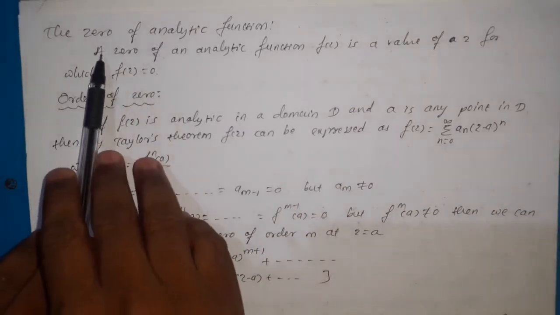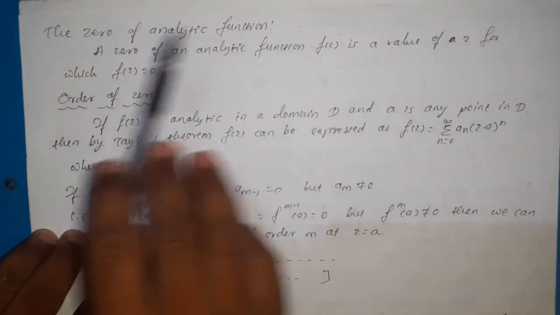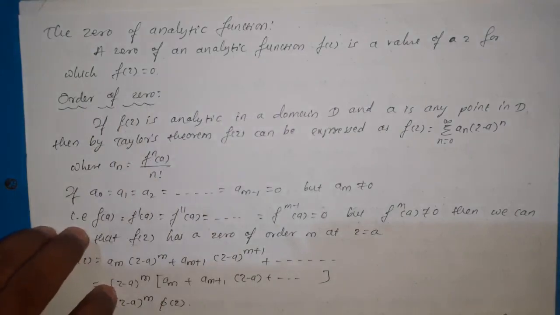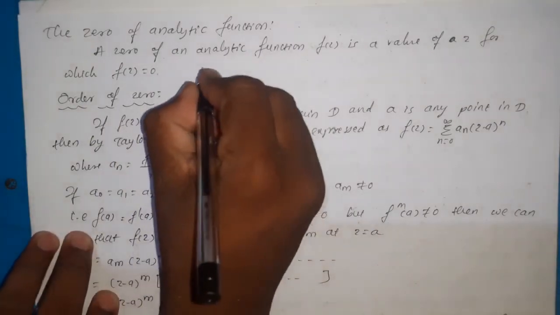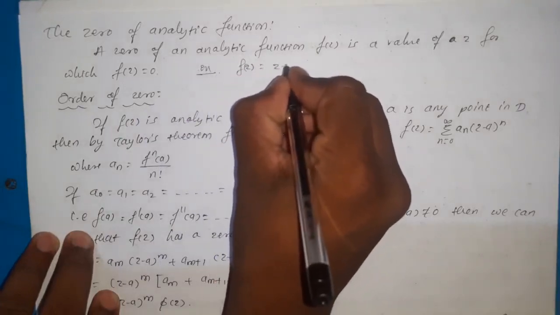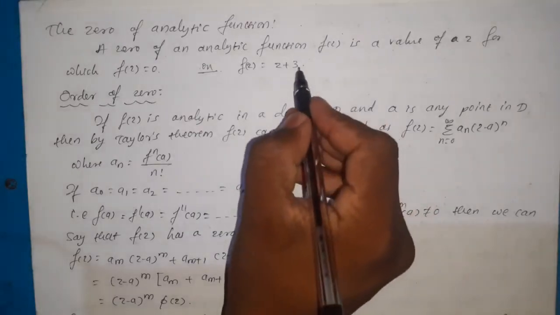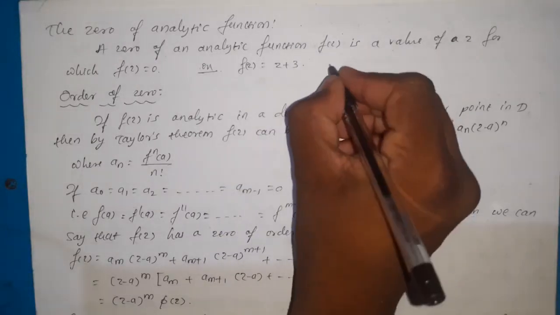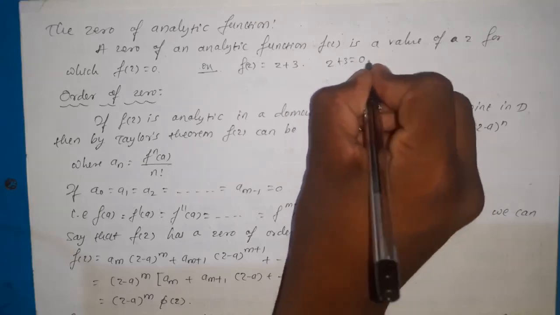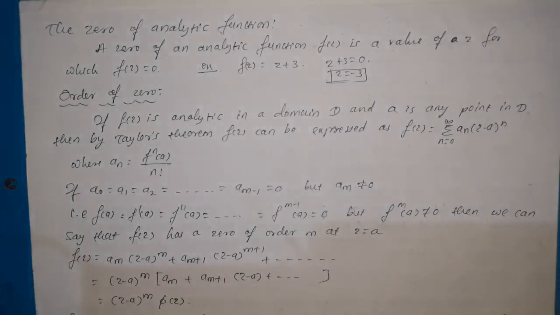So here a zero of an analytic function f(z) is a value of z for which f(z) equals 0. For example, suppose that f(z) is equal to z plus 3. Now the zero of this function is equal to what? First we need to equate z plus 3 equal to 0, and z equals minus 3. So therefore z equal to minus 3 is the zero of that function.